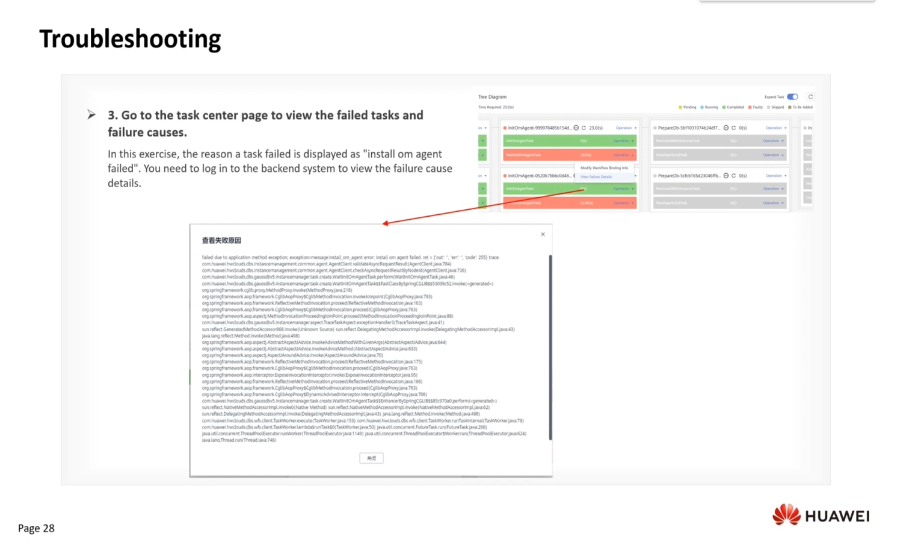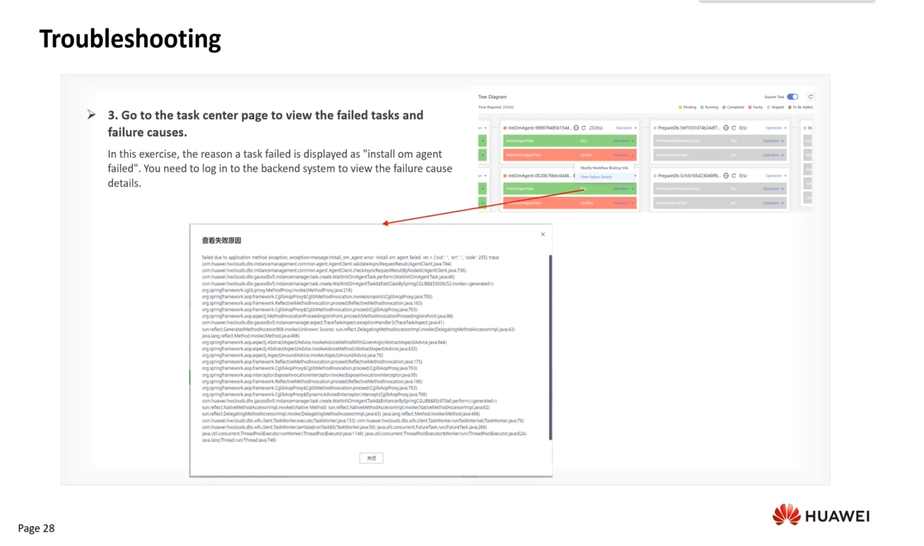The failed task is displayed in red. Click Operation and select View Failure Details. The detailed failure cause is displayed. In most cases, you can find the root cause in this step. In this example, the failure cause is displayed as Install OM agent failed. You can log into the backend system to check the logs about the failure.